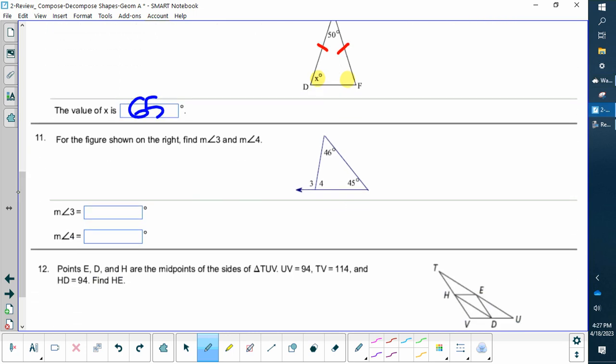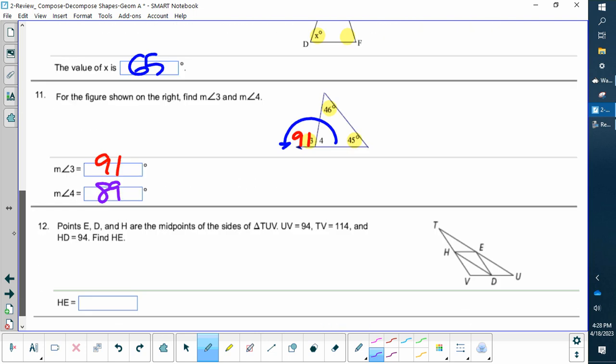Okay, this is called exterior angle of the triangle. Here's an easy way to get this, okay? Those two, what are called remote interior angles, have to add up to that exterior angle. So 45 plus 46 is 91. So angle 3 here has to be 91. And this is called a linear pair. So those have to add up to 180. So 180 minus 91 is 89. So this has to be 89. Okay, let's move on to these next problems.